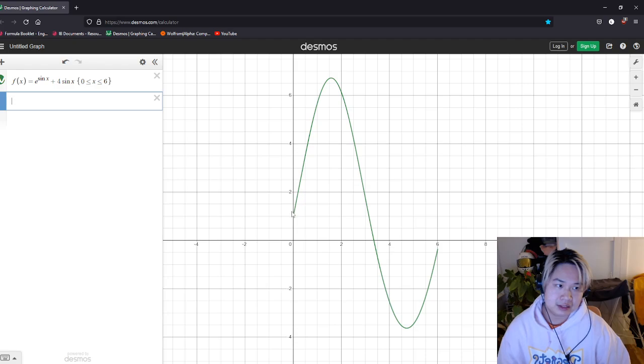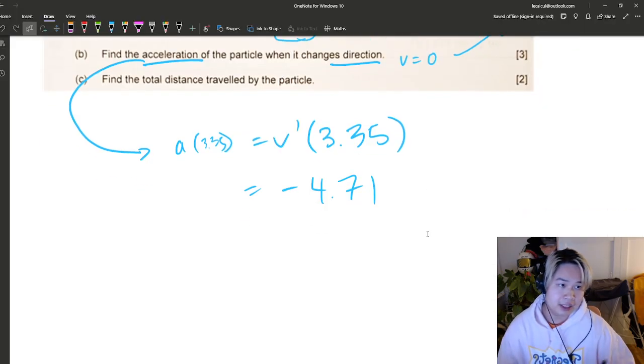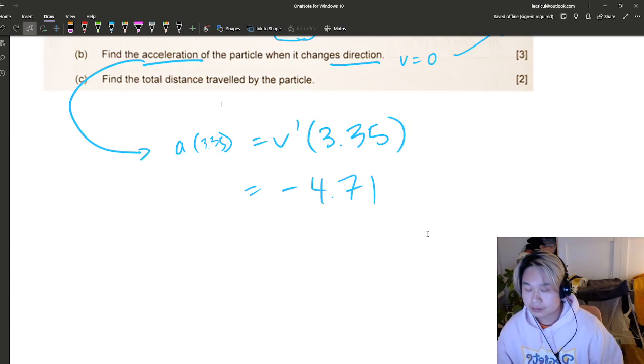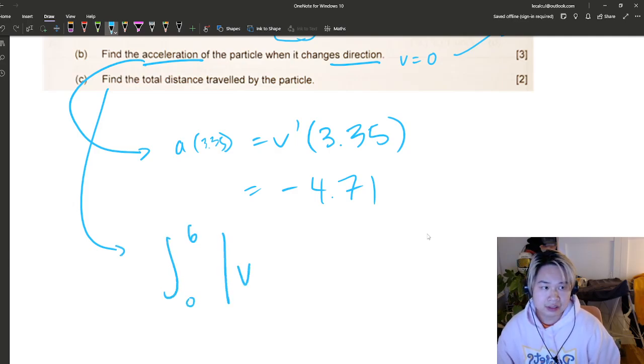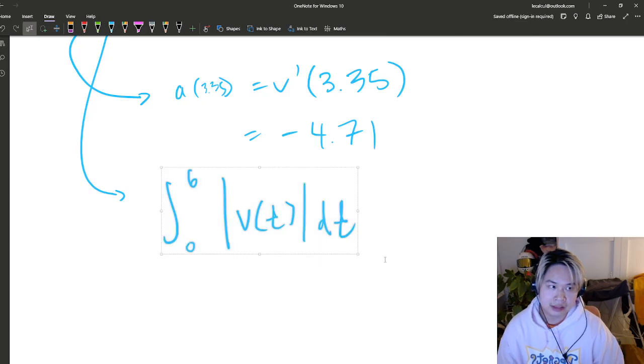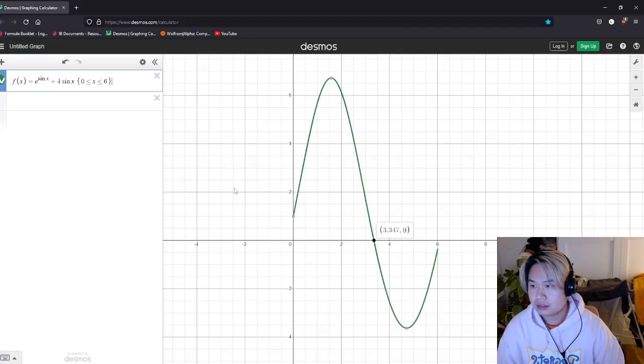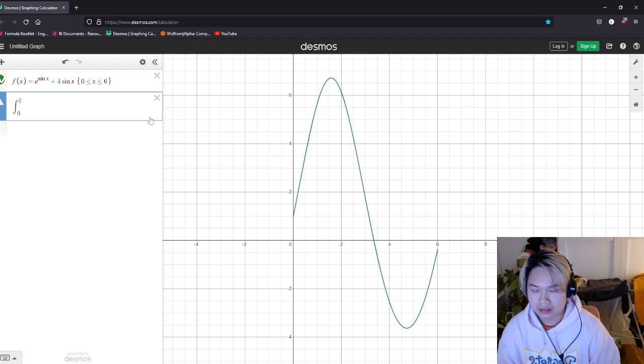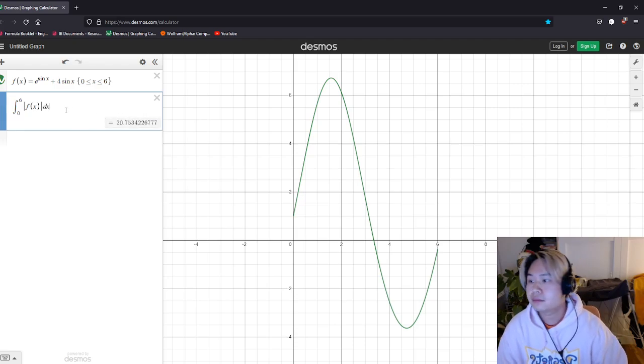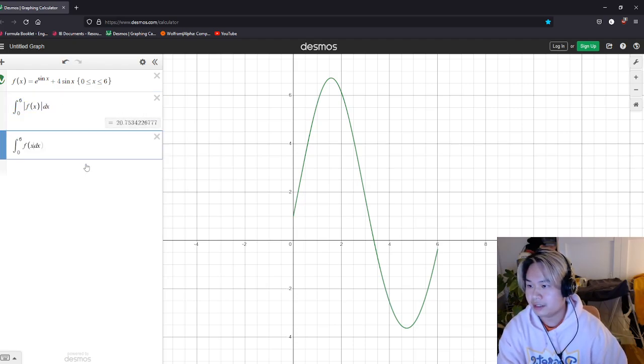So what you can do is you split this integral up into two parts, from first 0 to here, the 3.35, and then 3.35 to 6. Or normally what I would recommend is you take the integral from 0 to 6, but you do the integral of the absolute value of your function. And this is all something you can just plug into your GDC and it'll just spit it out for you. So like I said, integral 0 to 6, and then this is the absolute value of my function dx. So here, let me just show you the difference without the absolute values.